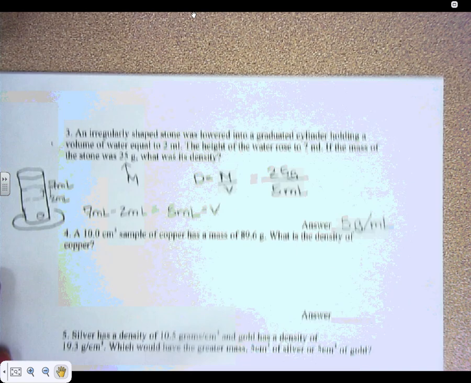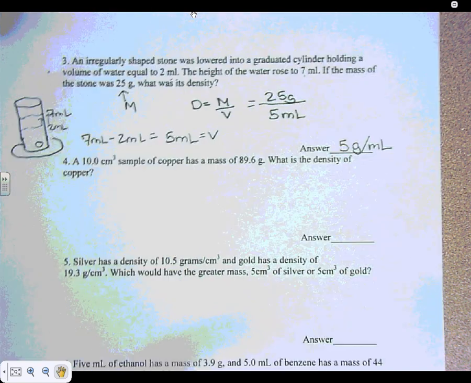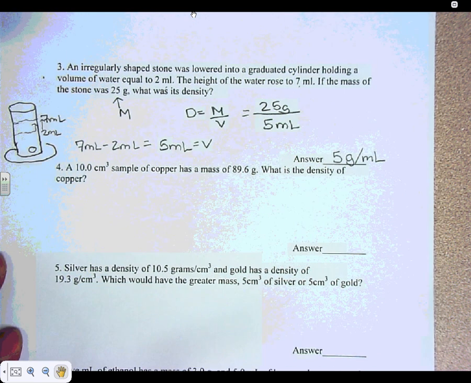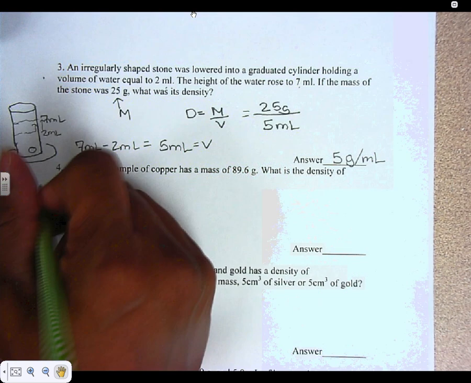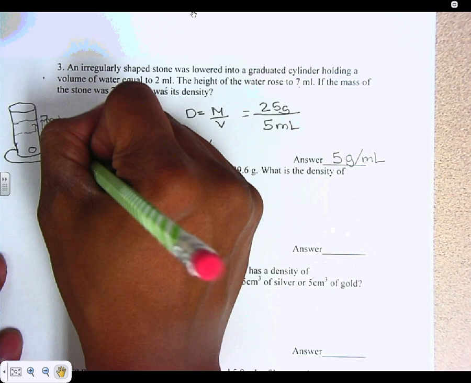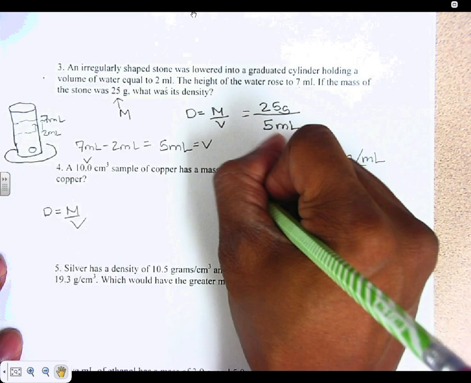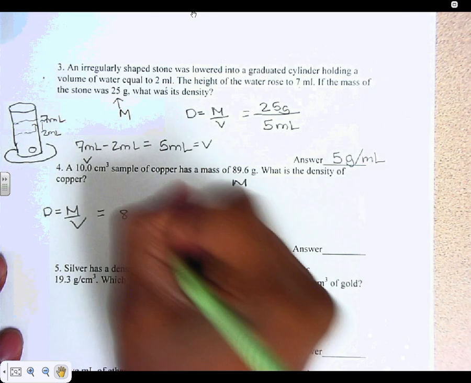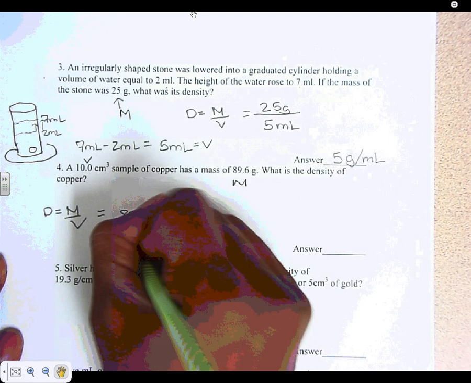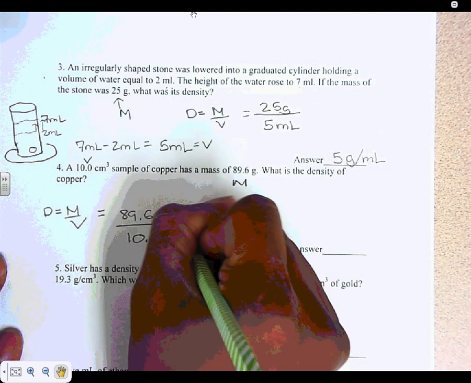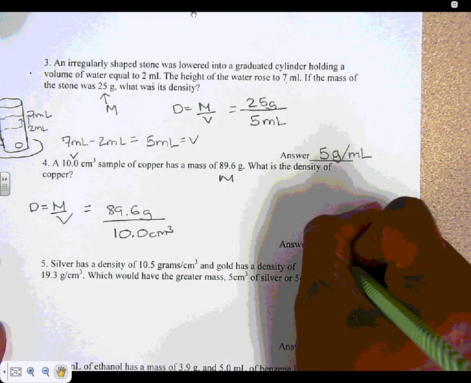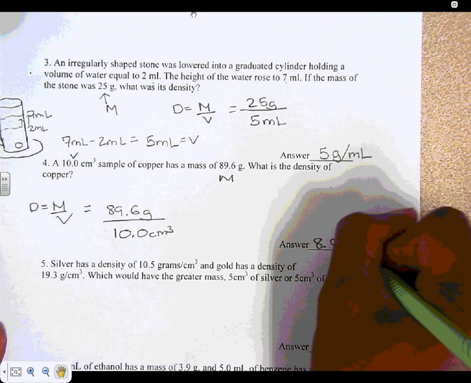All right, so let's look at another one. Here we have a 10 cubic centimeter sample of copper that has a mass of 89.6 grams. We're tasked with finding the density. We know that density is equal to mass over volume. This is our volume. This is our mass. We're just going to compare those two just like we've done before. 89.6 grams divided by 10 cubic centimeters. And when we solve, we end up with 8.96 grams per cubic centimeter.